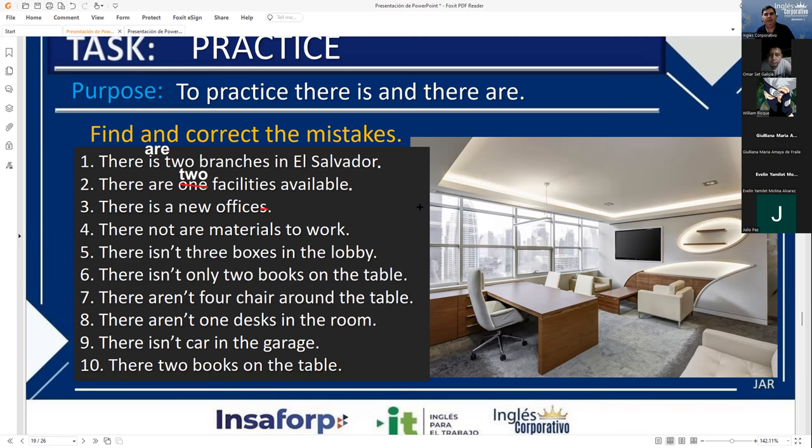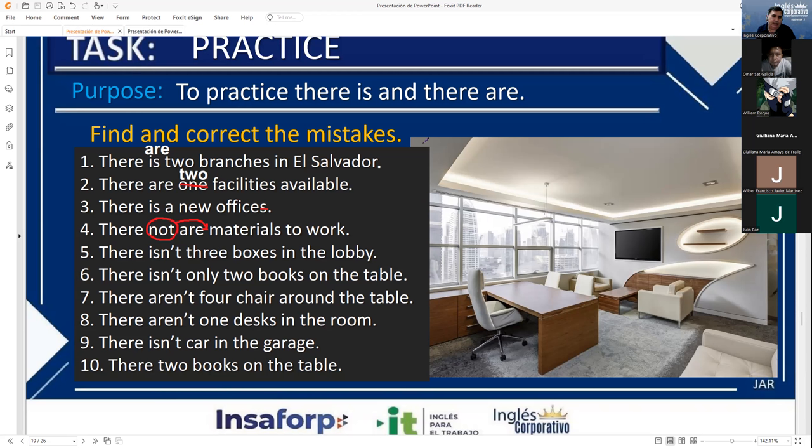In number four, there are not materials to work. Material. So the not goes to the front. Mm-hmm. Yes. There are not materials to work. Okay. Another way is there are no materials to work. There are no materials to work. Okay. Number four. That's number four.